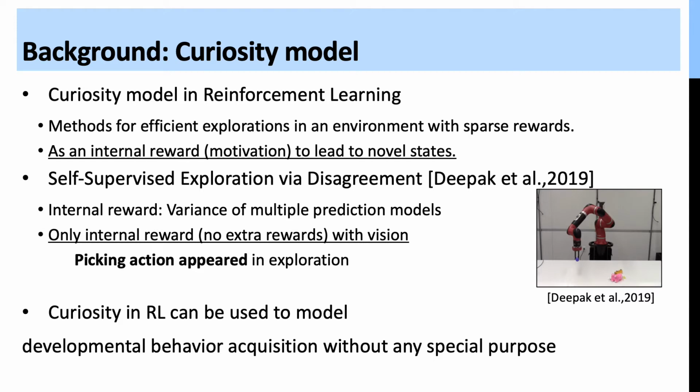One of the methods of artificial curiosity is "Self-Supervised Exploration via Disagreement" by Deepak. The internal lever of the method is defined by the variance of multiple prediction networks with random initial weights. Through the training process, only internal levers with visual information induce picking action in exploration. We think that this kind of method can be used to model human developmental behavior acquisition without any special external purpose.